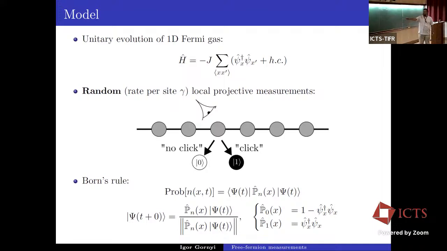No click of the detector. And the probability of getting a click or no click outcome of the measurement is given by the standard Born's rule. So this is just the expectation value of the projector operator, which projects either on 0 or 1 for the occupation of a given site. So we do it randomly in time and in space.